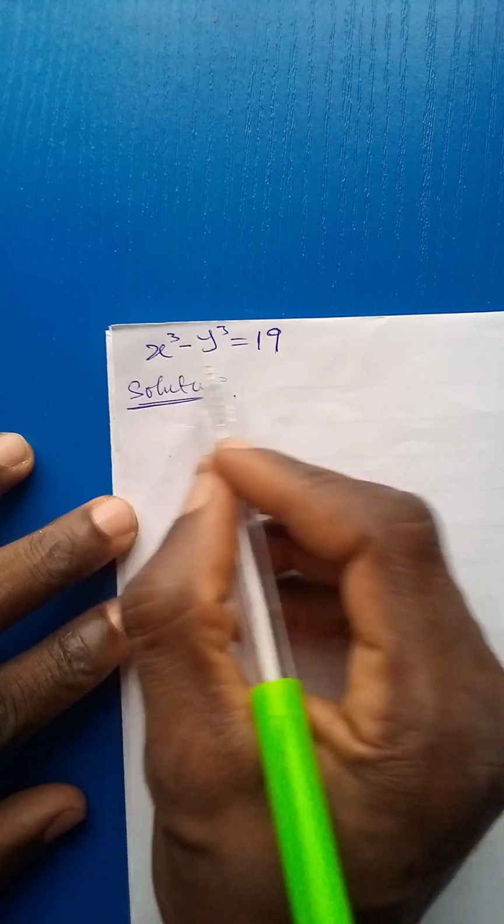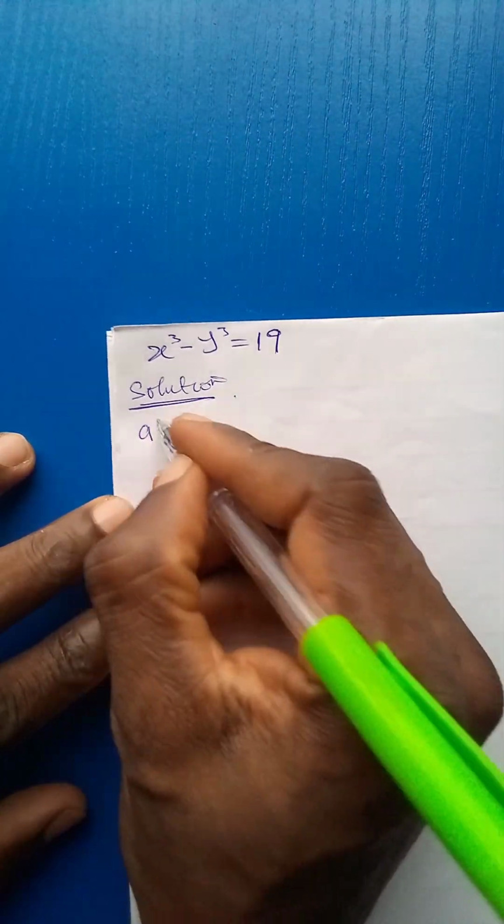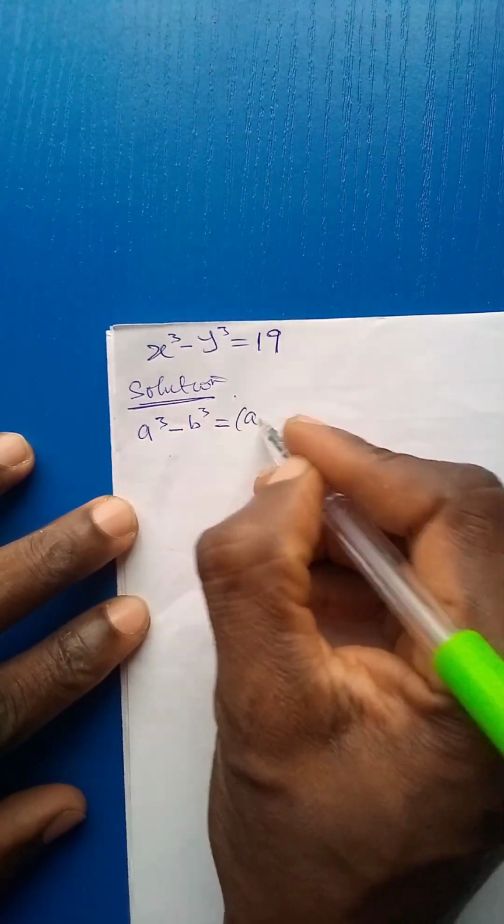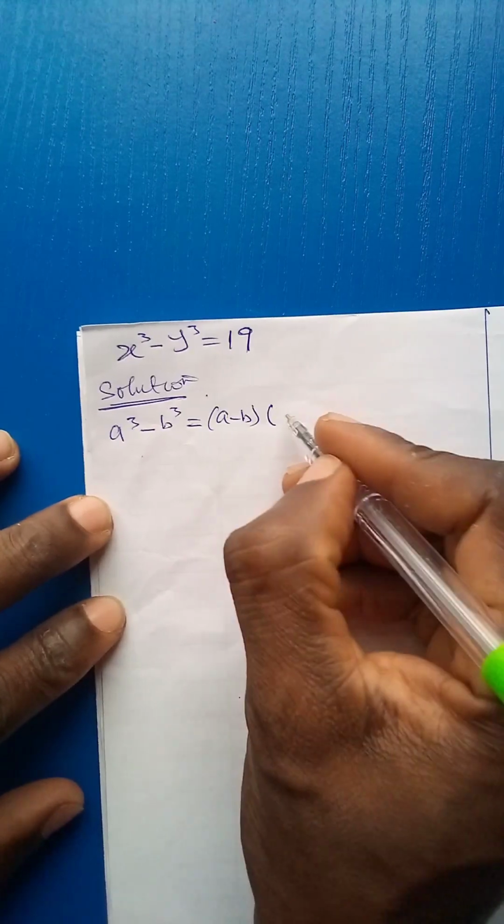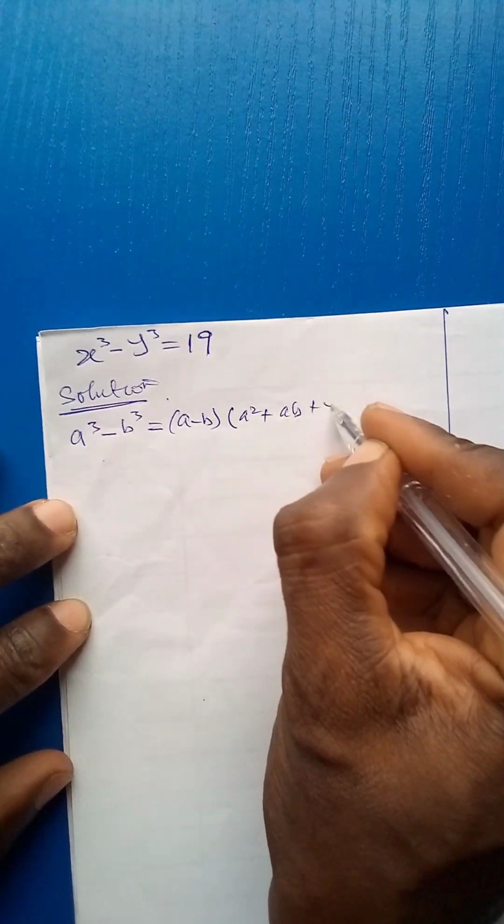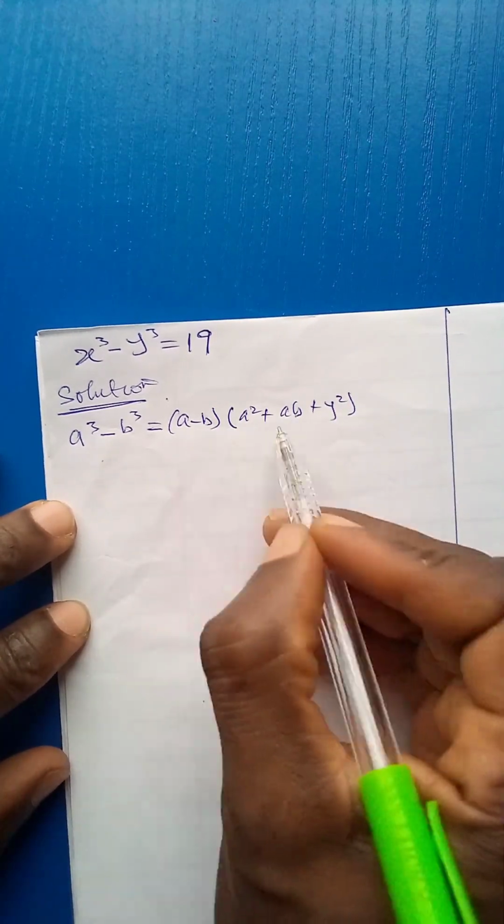Now let us solve the problem. How do we express this difference of two cubes? If I'm given a to the power 3 minus b to the power 3, I can write it as a minus b times a squared plus ab plus b squared. So this is basically difference of two cubes.